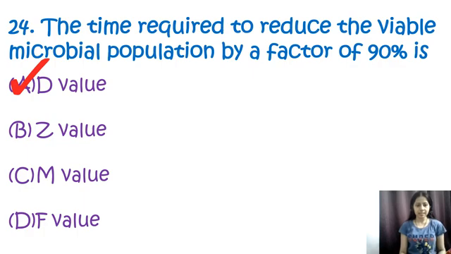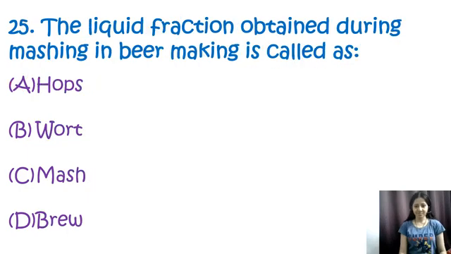Next, the Z value. The Z value reflects the temperature dependence, that is, the temperature change required to change the D value by a factor of 10. Whereas the M value is also known as the microbial reduction value, that is MVR. It represents the extent of microbial reduction achieved by a particular heat treatment at a specific temperature. So my correct option will be the D value, that is option A.